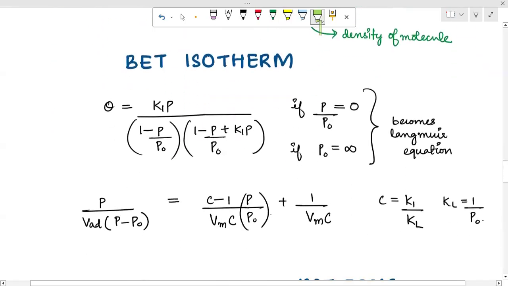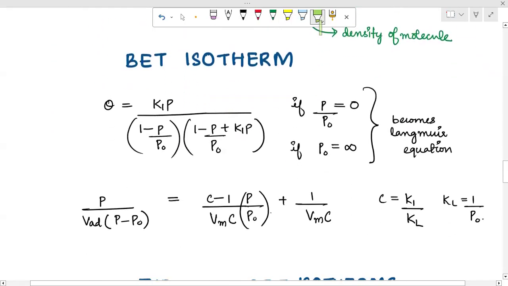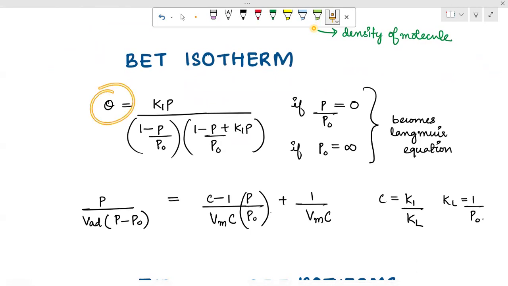Now, the advanced form of isotherm is the BET isotherm, Brunauer, Emmett, Teller isotherm, wherein there is an addition. So theta is equal to K1P by (1 minus P by P naught) into (1 minus P by P naught plus K1P). This becomes Langmuir isotherm when P by P naught is equal to 0 or P naught attains infinity. That is the case when a BET becomes Langmuir.